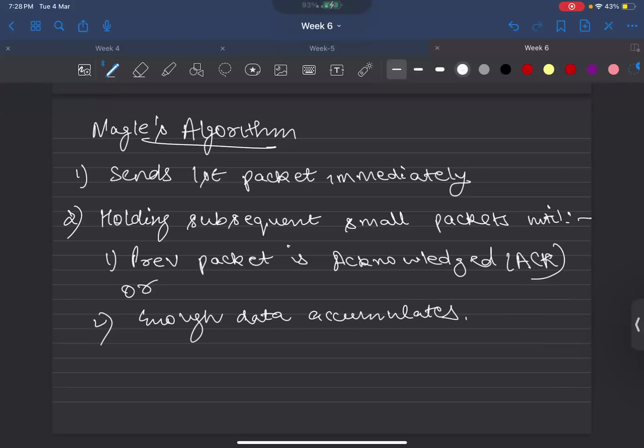Can someone read and explain me now? Nagle's algorithm, I've written in easy words.